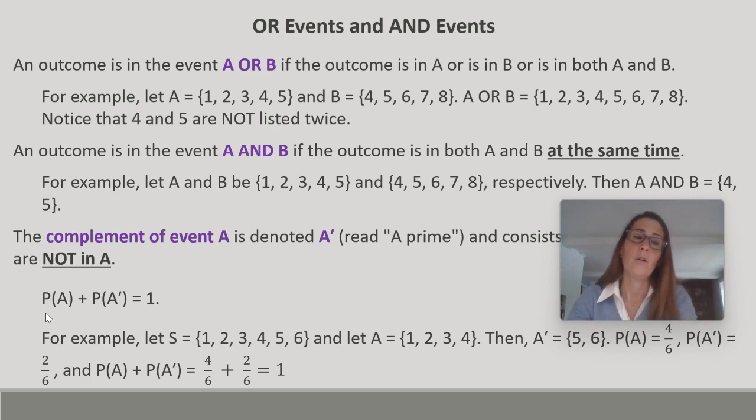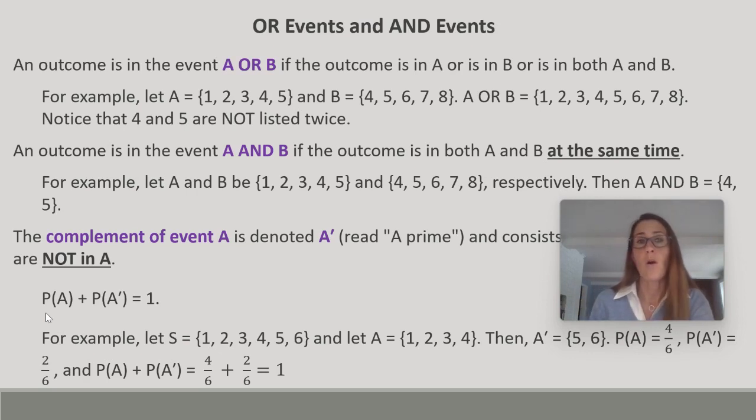As an example, if S is the sample space 1, 2, 3, 4, 5, 6, and A is the event 1, 2, 3, 4, then the complement A prime is the numbers 5 and 6, everything from the sample space S that is not in the event A. The probability of A is 4 out of 6. The probability of A prime, or A complement, is 2 out of 6. And if you add 4/6 plus 2/6, you get 1.